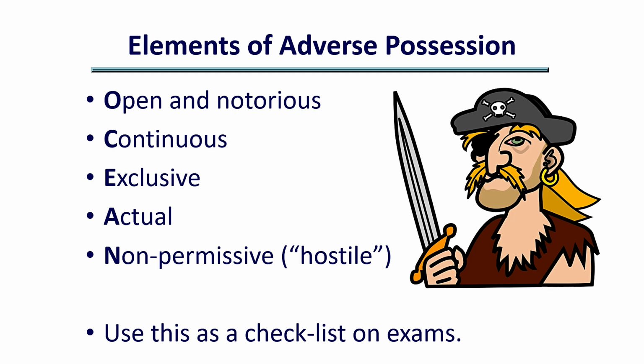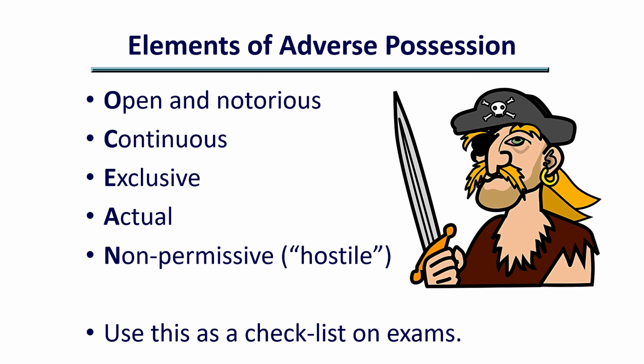So you can use the word ocean to remind you of a checklist of the 5 elements of adverse possession. And if you're taking an examination and there's an adverse possession issue, I'd strongly recommend that you mention each of the 5 elements. Some of them may apply and some of them may not, but if you mention each of them, you're sure to get the ones that are important.